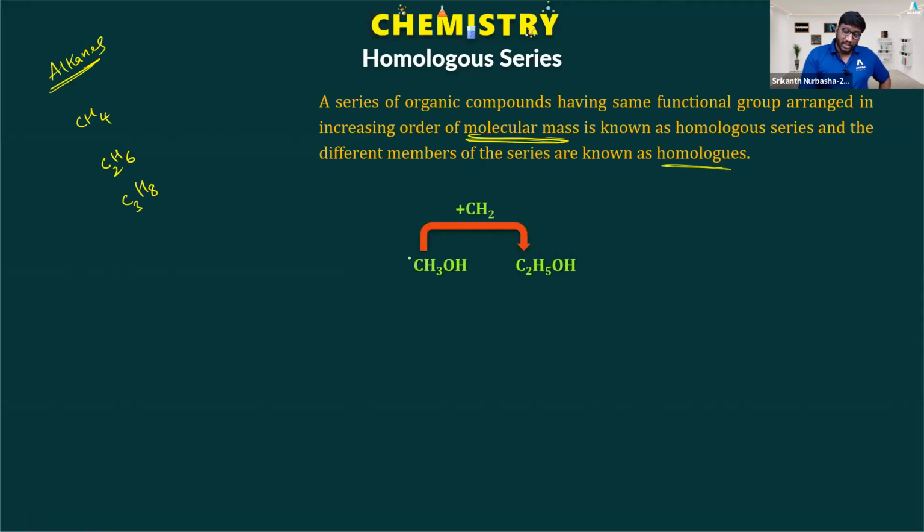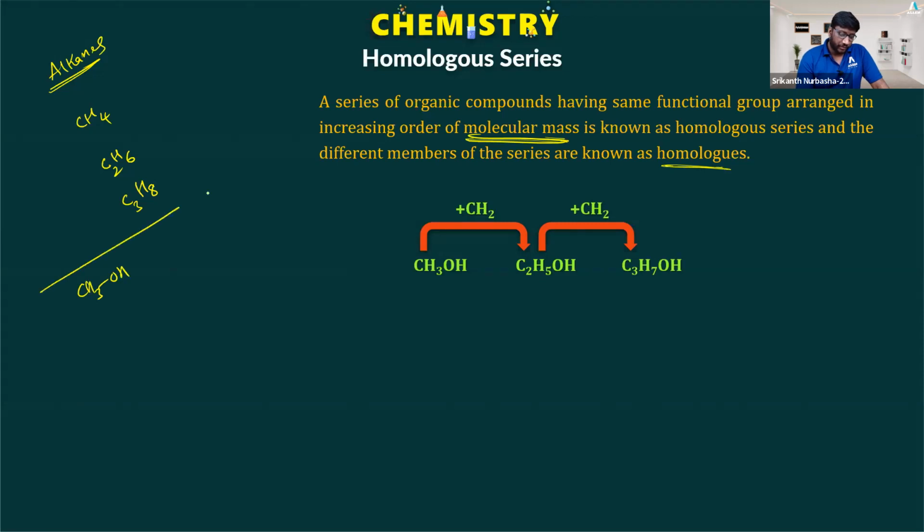CH3OH is an alcohol. If you want to get a higher number, you have to add CH2. C2H5OH. From the C2H5OH, if you want to get a higher alcohol, what should you do? You have to connect one more CH2. It will be C3H7OH. Yes or no?